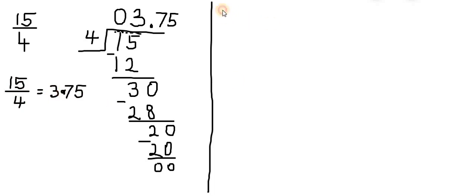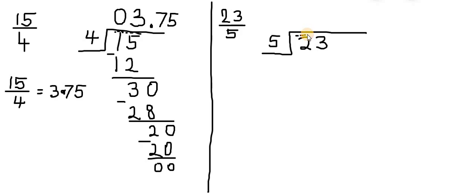Okay, once again, let's try 23/5. Bottom number goes on the outside, top number on the inside. Start with the first number. How many 5s in 2? Not really any, so that's 0. So we check the 2 numbers. How many 5s in 23? If you go through the 5s times table, that would be 4, which creates 20 with 5. So we subtract, that gives us 3.